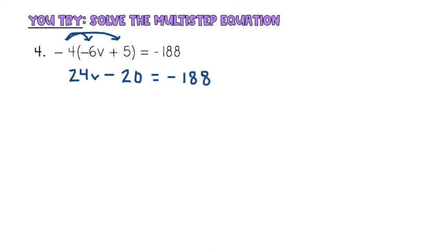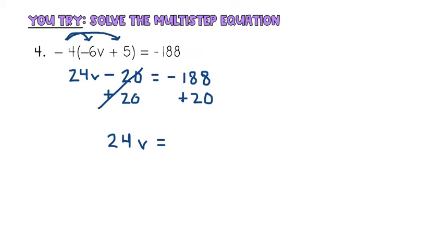Now I can use inverse operations to solve. I'm going to add 20 on both sides of my equal sign, keeping it balanced. Negative 20 and positive 20 create 0, so I successfully got rid of this term, and I can bring everything else down. 24v is equal to, and here I have a negative 188 plus 20.